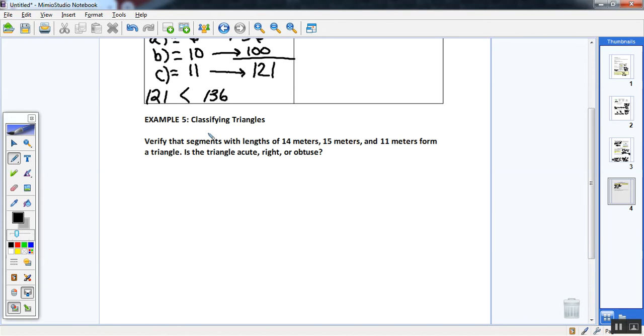Well, I looked at the 14 and 15. I was like, well, that's not a right triangle. I don't know how, I just knew it wasn't. All right, Leighton, what do you think, buddy?